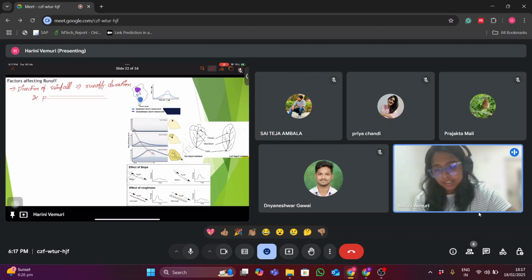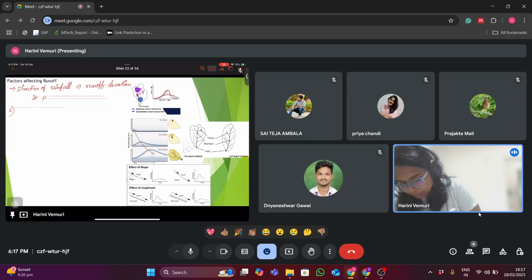As you can see in this figure, suppose there is a storm that is moving downstream, then it is contributing to a higher peak, and the time to peak is also lower. If the storm is moving upward, then there will be rainfall upstream of the basin, so it will take a lot of time to reach the downstream. So we can see there is a delay in the peak, and the peak magnitude is also reducing.